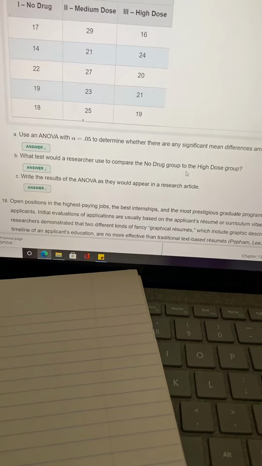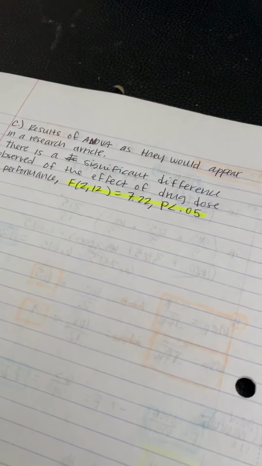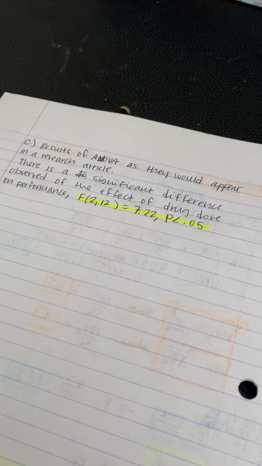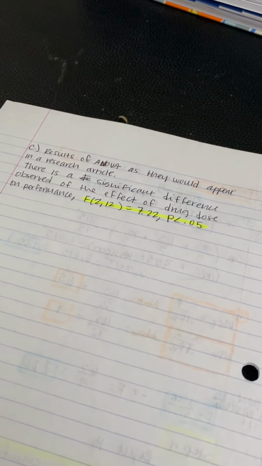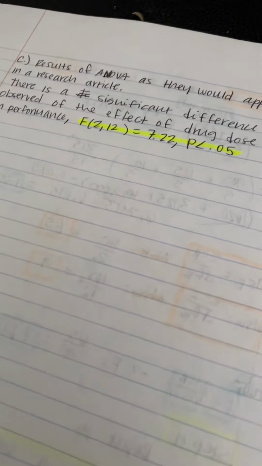And then for C, it asks us to write the results of the ANOVA as they would appear in a research article. So I put the results of the ANOVA as they would appear in a research article. There is a significant difference observed of the effect of drug dose on performance. And then you have to write out the F of 2 and 12. 2 is the K, 12 is our DFW. So then we get 7.22, which is our final value that we obtained.